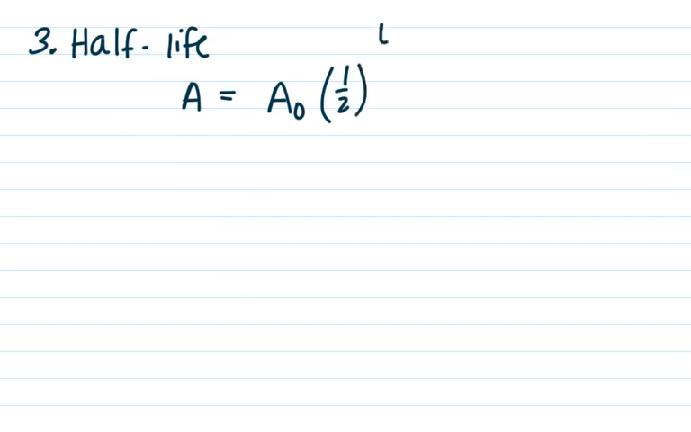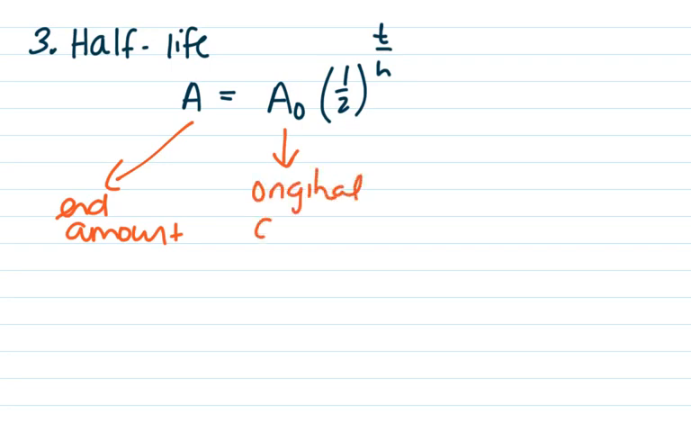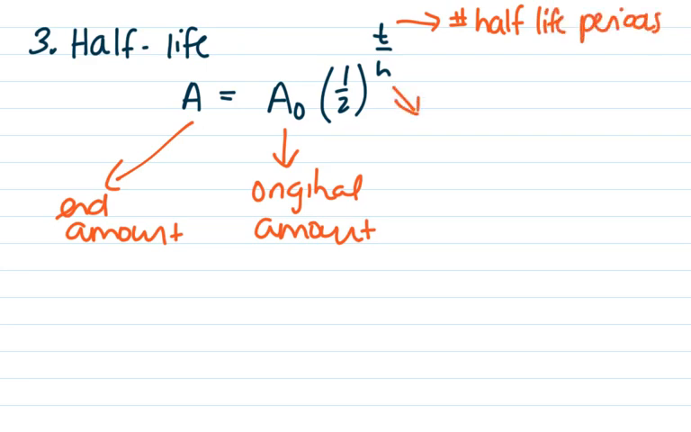And the third one is the half-life formula. And that is A equals A0 times 1/2 to the power of T over H, where A is the end amount, A0 is the original amount, T is the number of half-life periods, and H is the half-life period length. Again, T and H will be in the same units.